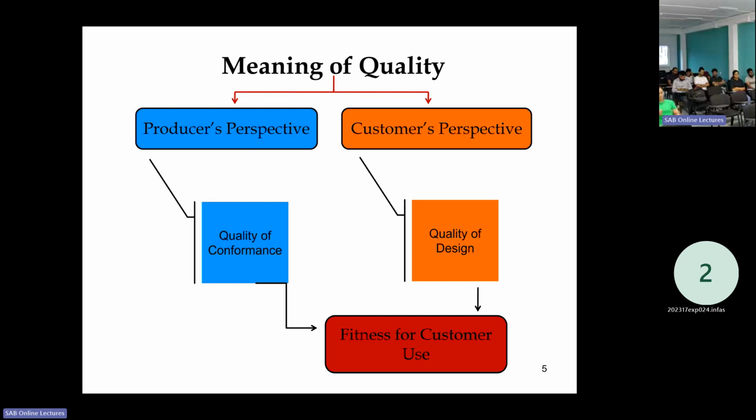In the modern context, the meaning of quality. Now, this is what we already explained: the meaning of quality from the producer's side. We call it quality of conformance. But in modern markets, in addition to that, there is this perspective, what we call the customer's perspective of quality.